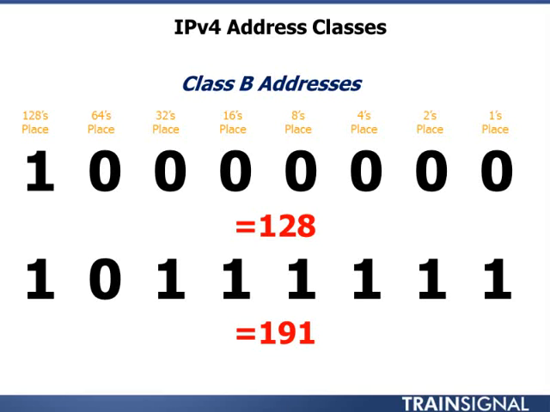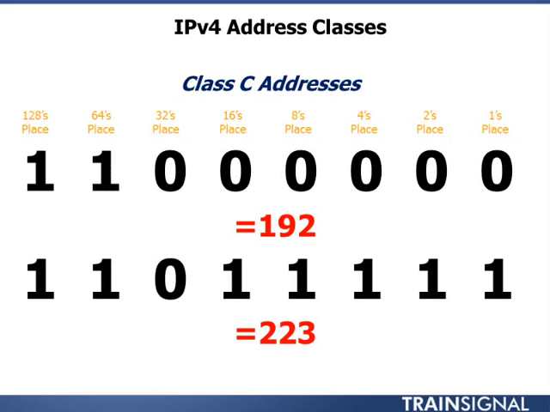Class B addresses start with 10. And in decimal, it's going to be between 128 and 191. And then you have Class C addresses, which start with 11 in the binary. And this is going to be between 192 and 223. So 192.168.11 is a Class C type of address, because it falls in the range of 192 to 223. And these are just some good things to keep in mind as you deal with IP version 4 addressing.